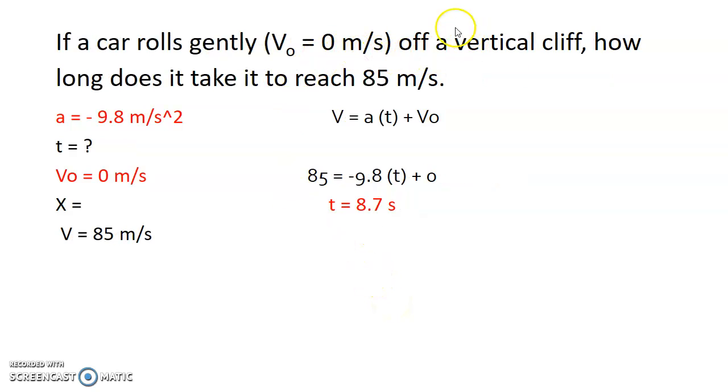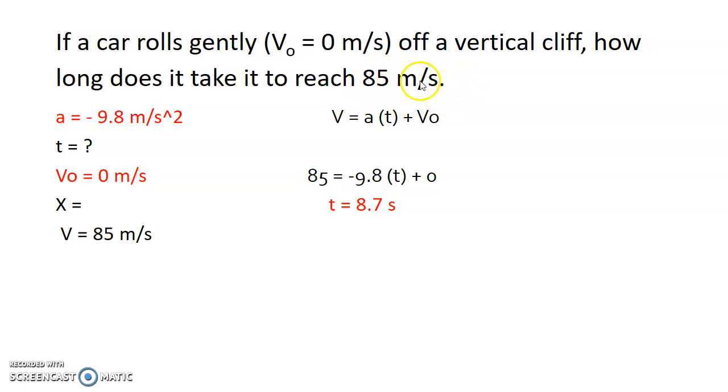A car rolls gently, 0 meters per second initial velocity, off a vertical cliff. How long does it take to reach 85 meters per second? So it tells me v0 is 0 meters per second, as if we're dropping the car. We know our acceleration is negative 9.8. Our final velocity is going to be 85 meters per second.